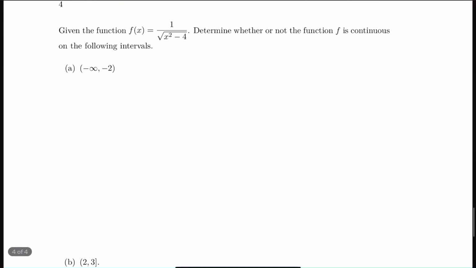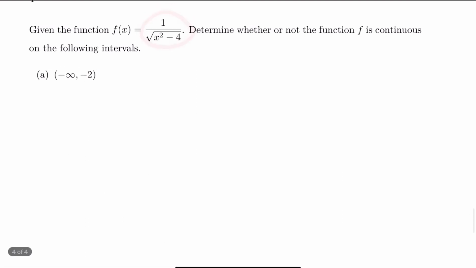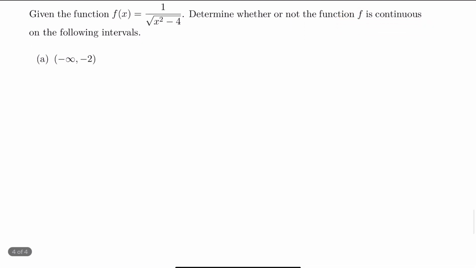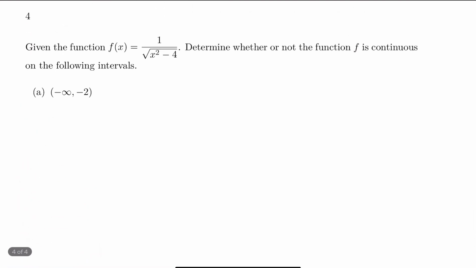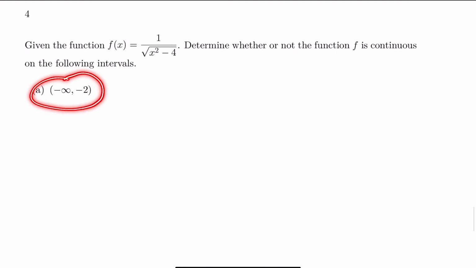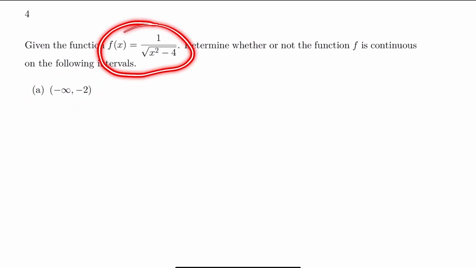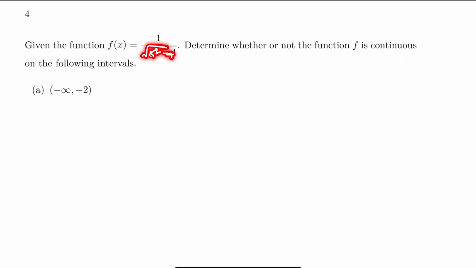Now let's show the continuity of this function. We want to determine whether or not the function f is continuous on the following interval or not. Okay, now let's get started with this interval. We have this function f of x equal to 1 over square root of x squared minus 4. The first thing you have to do is to try to show that this function f is continuous on this interval. So what I want to do is to let c be in this interval.